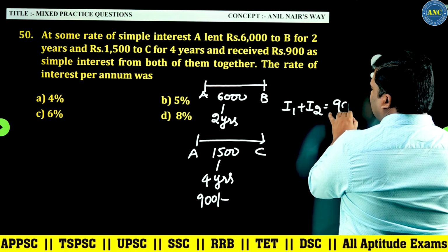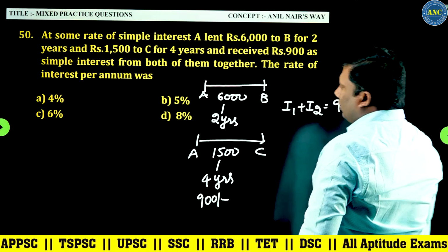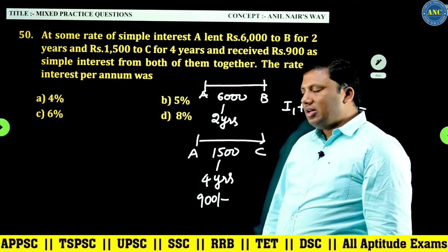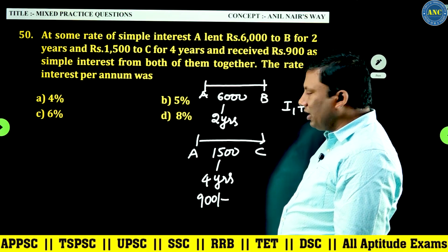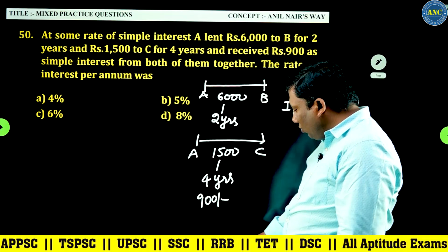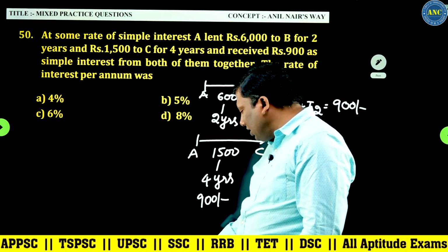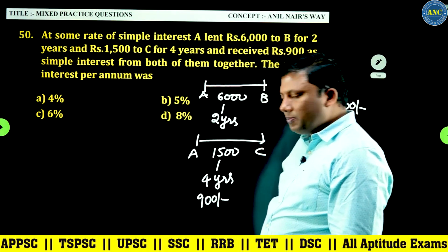The total interest I received is 900. Right? What is the rate of interest per annum? What we'll do is, the total interest I received is 900. Go by the answer options.